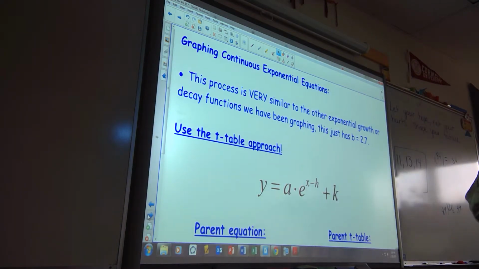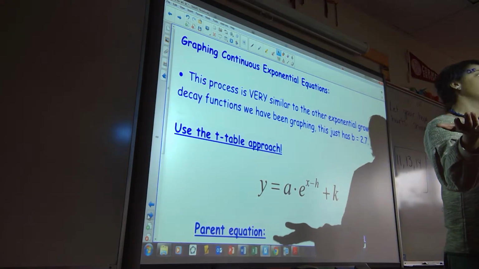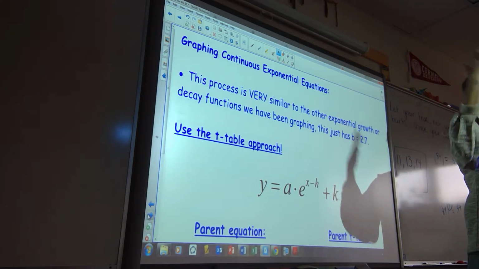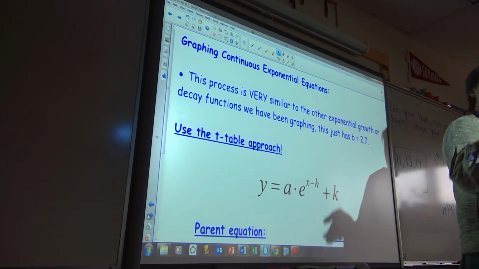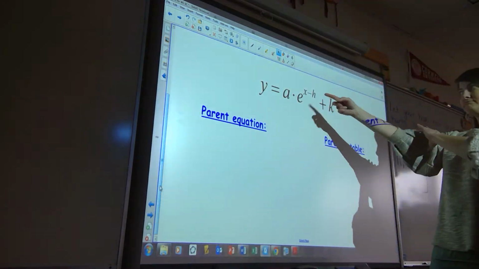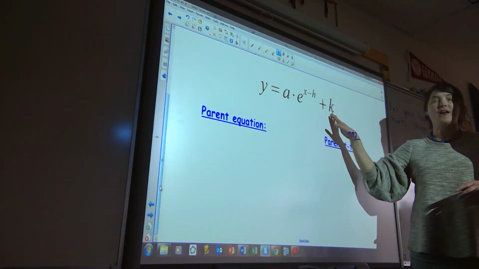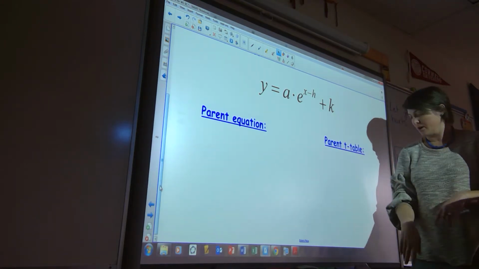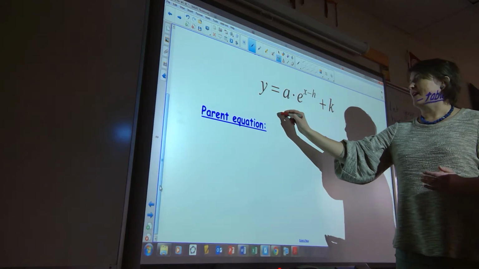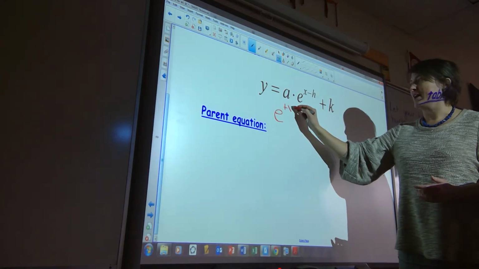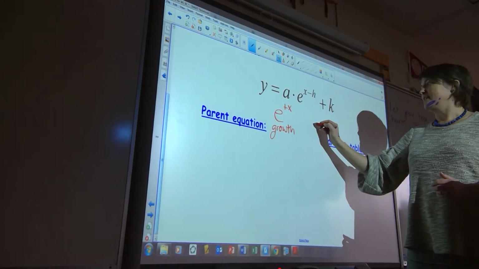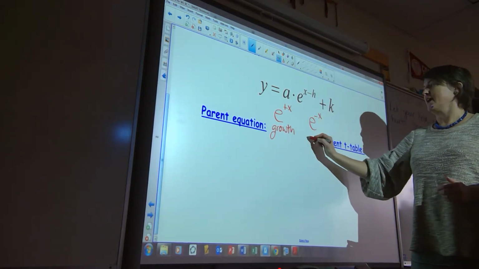So when we graph, it's going to be exactly the same as what we've done the last 2 days. So that's awesome. It means that we just get to keep using what we've learned and get better at it. The equation is going to look the same. You've got an A, an H, and the K. They all do the same things as before. You do want to remember that e to the positive x would be a growth equation, and e to the negative x would be a decay.